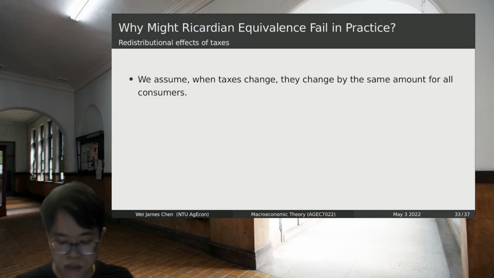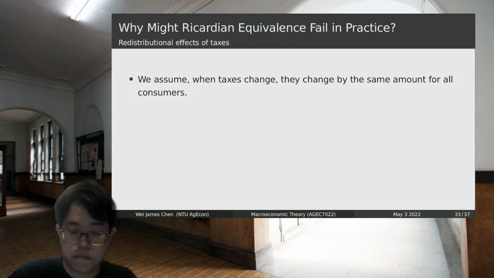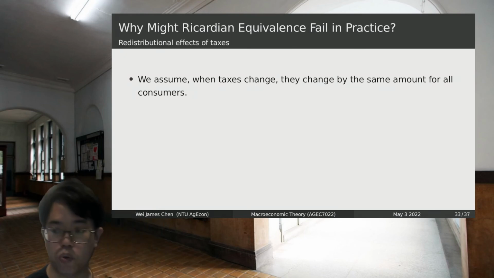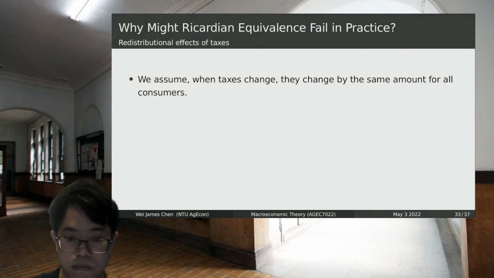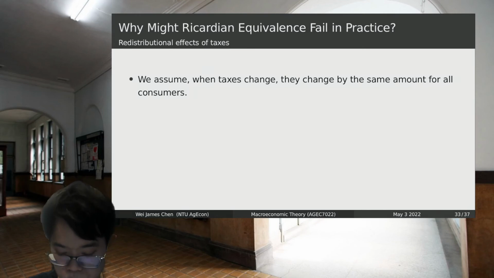But obviously, the Ricardian equivalence might fail in practice. I mean, most people won't think that the timing of taxation doesn't matter. Okay, so why is that the case? One is the redistributional effects of taxes. What do I mean by that?